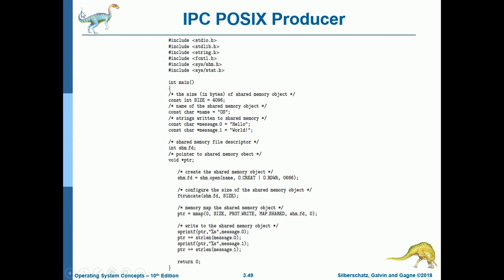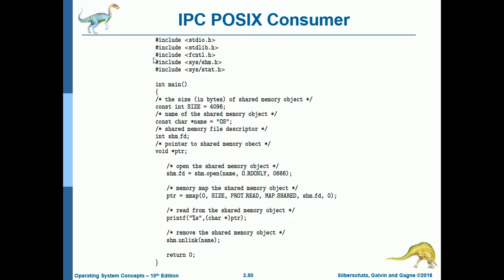So this is the code for the IPC POSIX producer. And this is the code for the IPC POSIX consumer.